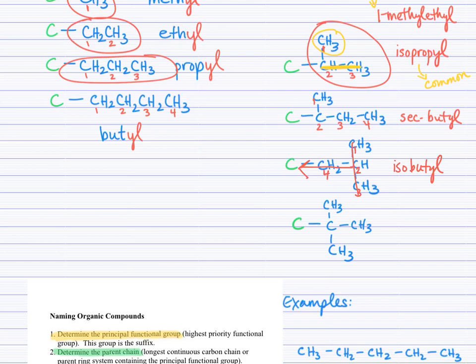And our last possible arrangement of the 4 carbons in the side group here is where we have a central carbon in the side group, this one here, with then 3 other carbons attached to it. And so this one is called tertiary or tert-butyl.